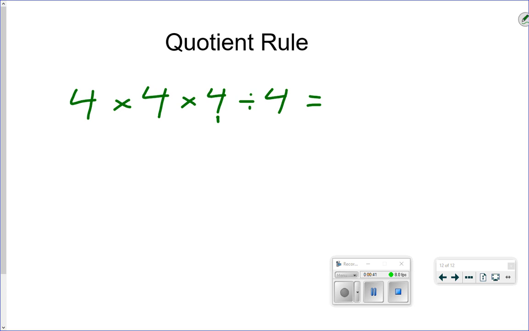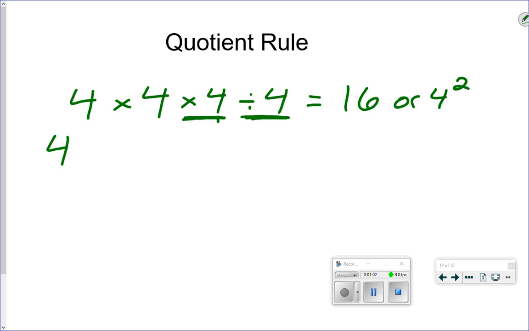Basically what happens, we know that multiplication and division are inverse operations. That means they sort of undo each other. So when I multiply by 4 here and divide by 4 here, they sort of cancel out and leave my answer as 4 times 4, which is 16, or 4 squared. So let's look at this pattern a little bit more.